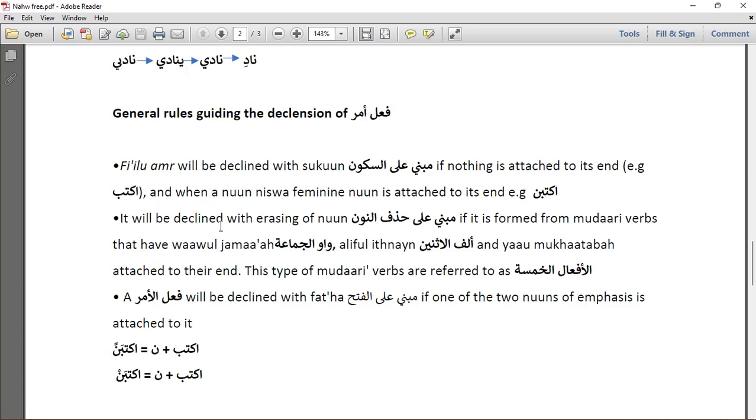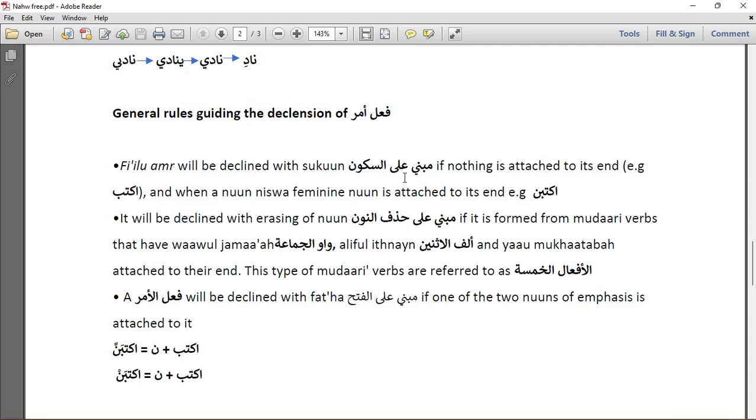Then general rules guiding finul amru. Let's go over it again. So finul amru will be declined with sukun, mabniyu ala sukun. Okay, so these are the rules of the declension. Finul amru will be what? Mabniyu ala sukun. In general, it's supposed to be mabniyu ala sukun. So when nothing is added to it, finul amru is what? Mabniyu ala sukun. It is those other additions that made us change the irob of finul amru.